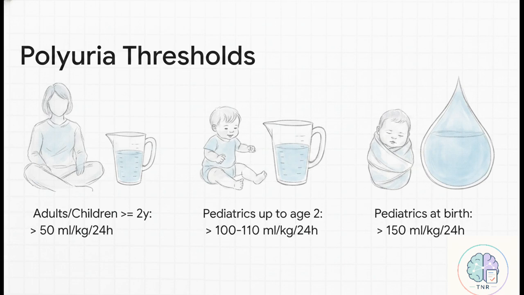But look closely at the pediatric numbers. At birth, for gestational DI, the threshold is a massive 150 milliliters per kilogram per 24 hours, and for infants up to age 2, it's greater than 100 to 110. I mean, that is an absolute mountain of wet diapers. You have to make sure you're using the right threshold for your patient's age.